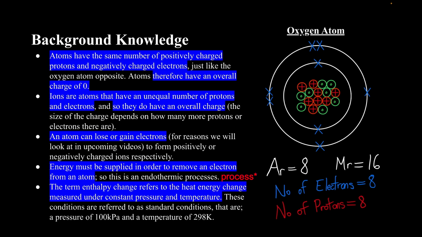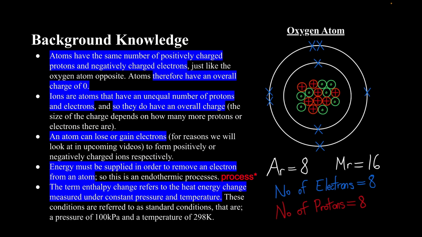Atoms have the same number of positively charged protons and negatively charged electrons, just like the oxygen atom opposite. Atoms therefore have an overall charge of 0, because if we look at this oxygen atom opposite, we can see the different subatomic particles and the main energy levels. If you're not familiar with this, I suggest you watch the previous videos in this series.